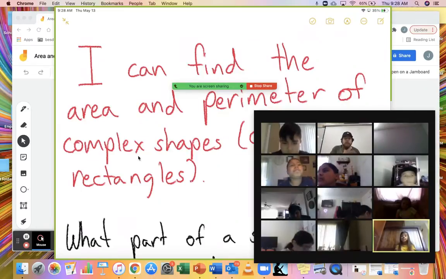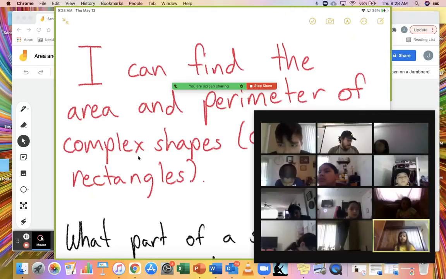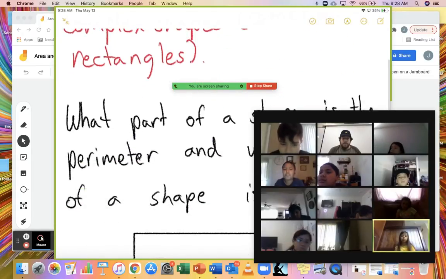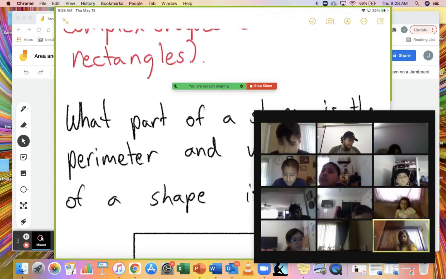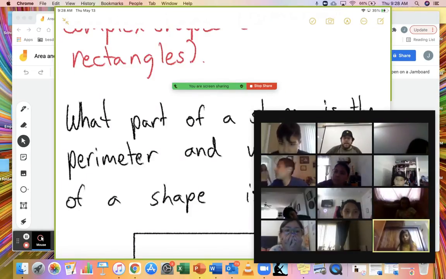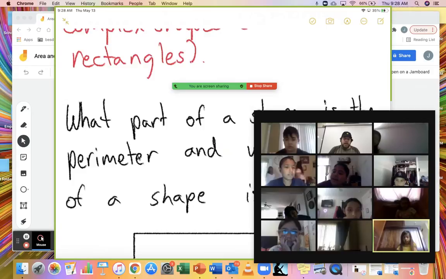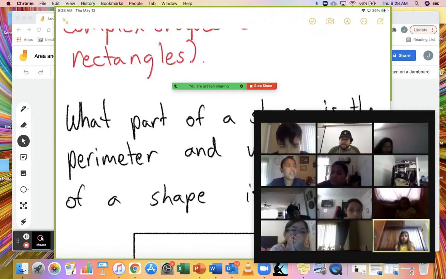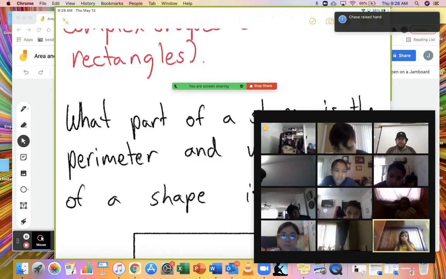So before we go ahead and get started on that part of the lesson, I want to give you a practice question. There's two parts to it. What part of a shape is the perimeter, and what part of a shape is the area? So I want you to go ahead and maybe take 20 seconds to think about this and be ready to respond.